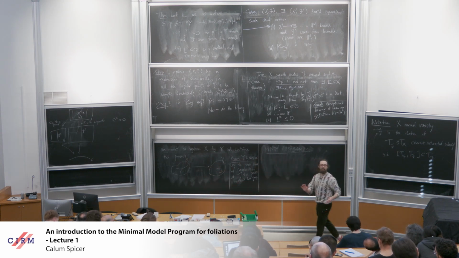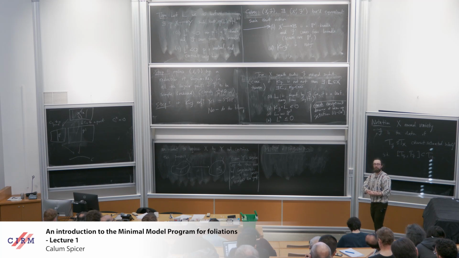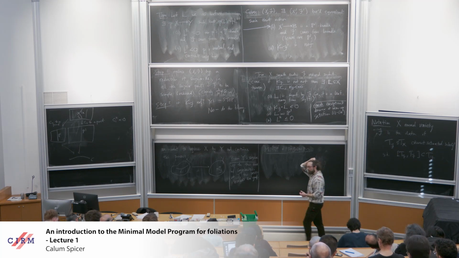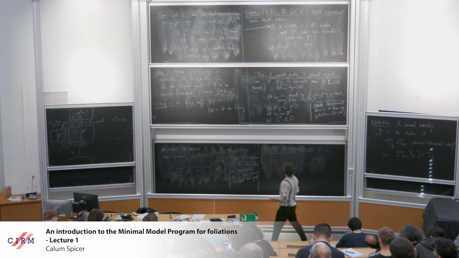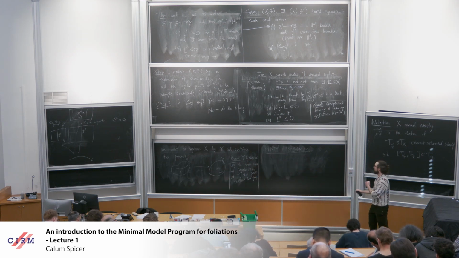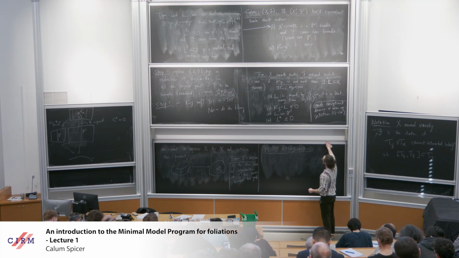Okay, great. Any other questions about global geometry before I start talking about singularities? So the idea with the MMP and singularities is we're going to measure singularities using the canonical bundle, or canonical divisor.